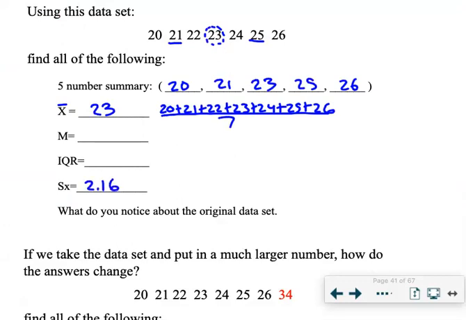From Desmos. The M is median. We already found that one, 23. IQR is 25 minus 21, Q3 minus Q1. So the IQR is 4. What do you notice about the original data set? What I would look at is that these two things are exactly the same. The mean equals the median. So what's going on there?